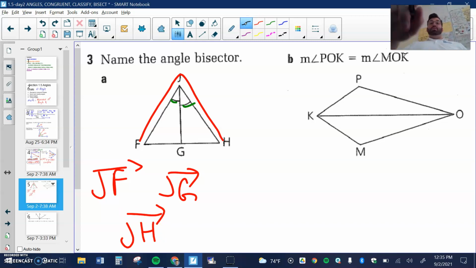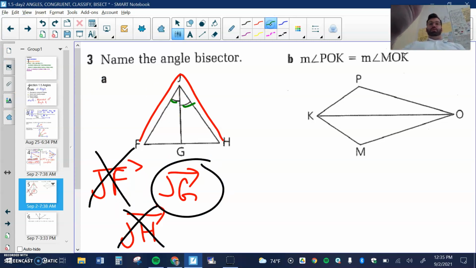Okay, I want to figure out which of these three rays here cuts through the middle of my angle. All right, which one of those three is right in the middle? Is JF? No, JF is not. JH? No, it's JG, because JG goes right through the middle.